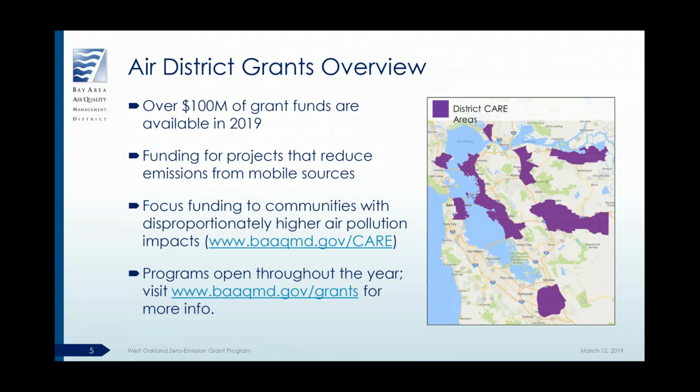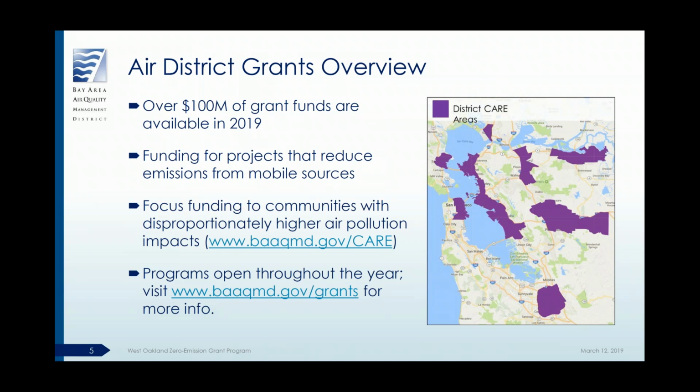The Air District's grants, which aim to incentivize the voluntary reduction of emissions, are one of the key strategies to reduce air pollution caused by mobile sources in the Bay Area. Air District's grant programs are designed to complement planning, regulatory, and outreach efforts to reduce emissions from mobile sources. The West Oakland Zero Emission Grant Program is just one of the many grant programs offered by the Air District this year. In 2019, there's over $100 million in funding available across the Air District's programs.